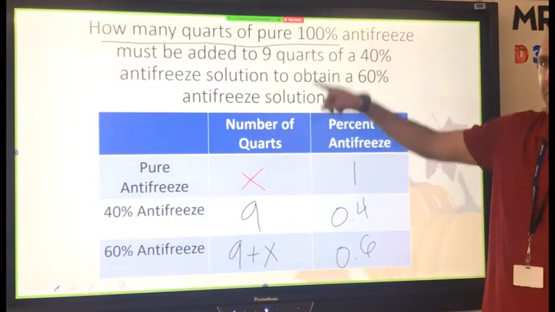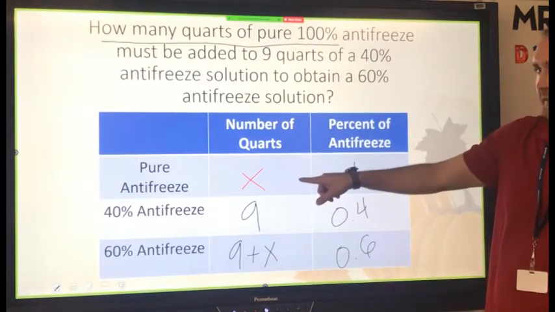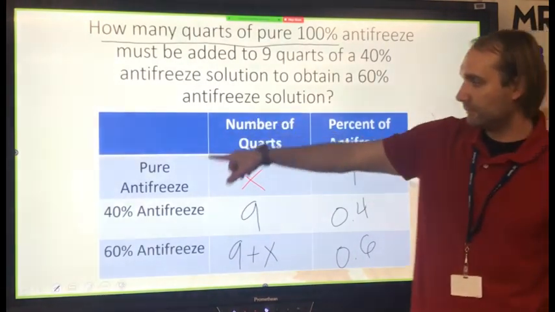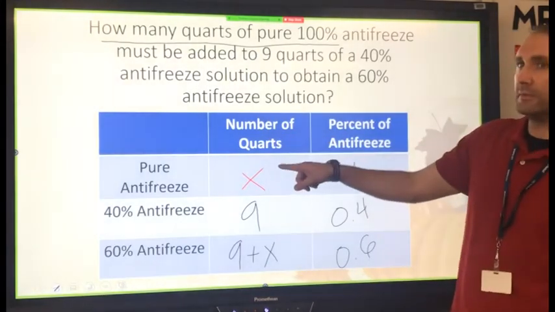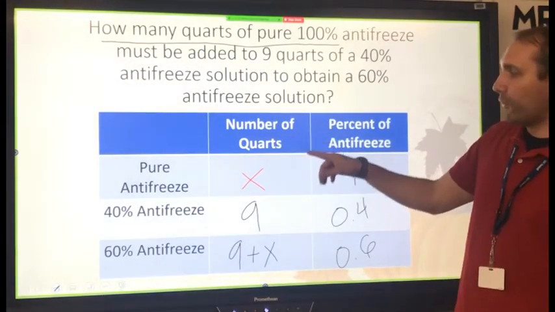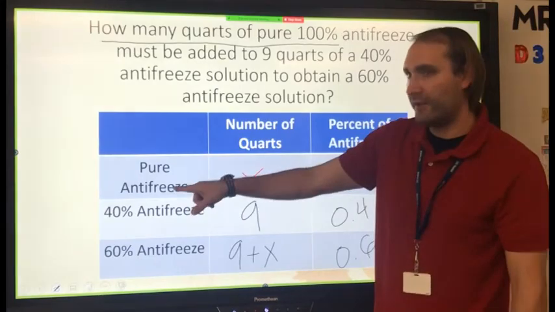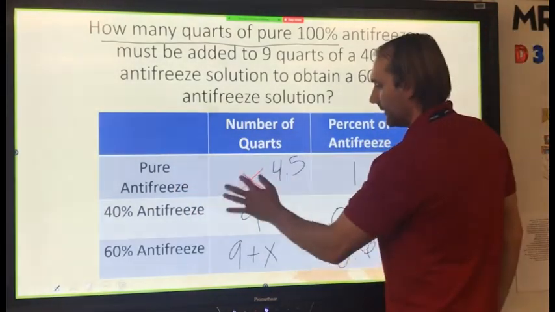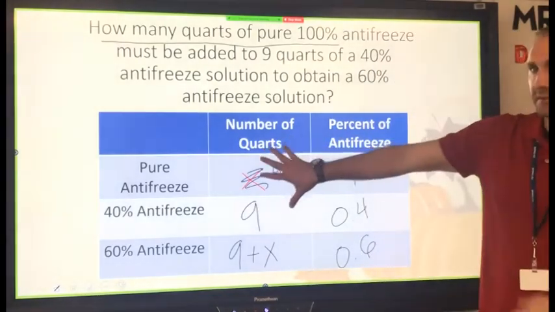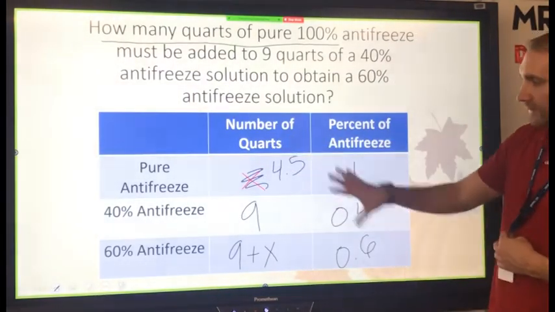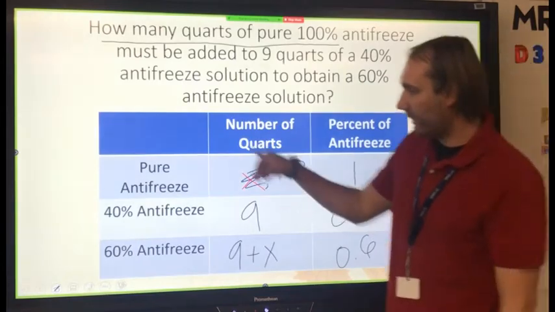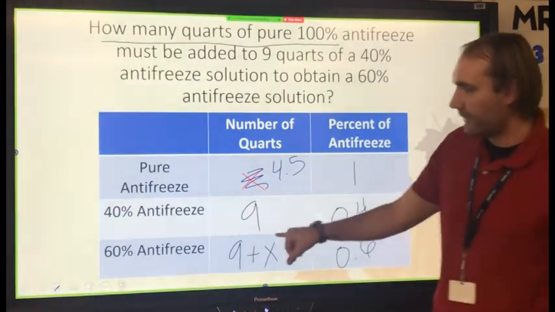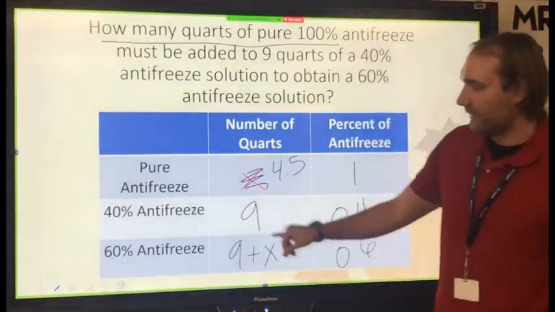What am I going to do with 4.5 quarts? That means I need 4.5 quarts of pure antifreeze. I thought I was talking about the percentage, but we moved it over here. So you can move that x around. So I need 4.5 quarts of pure antifreeze to add to 9 quarts of 40% to get a 60% solution.